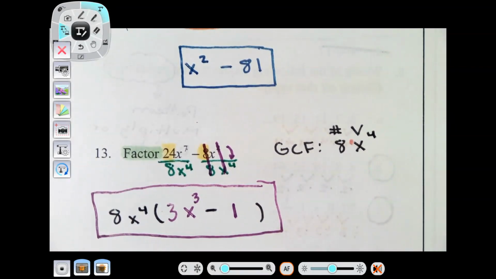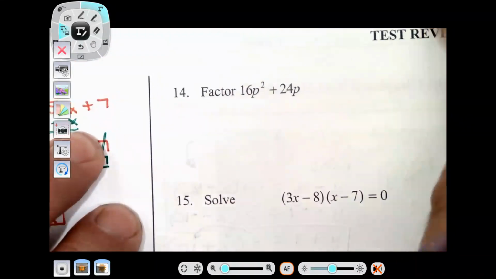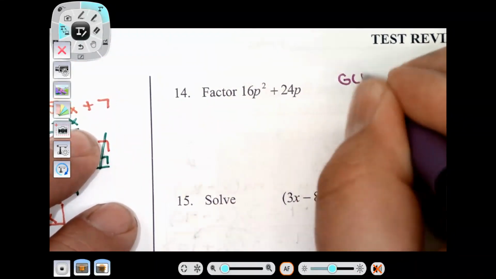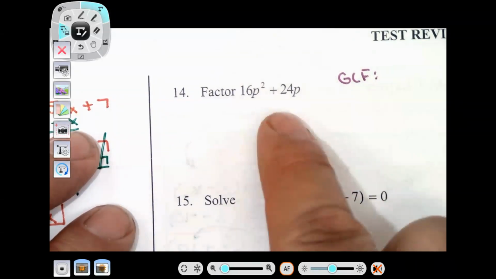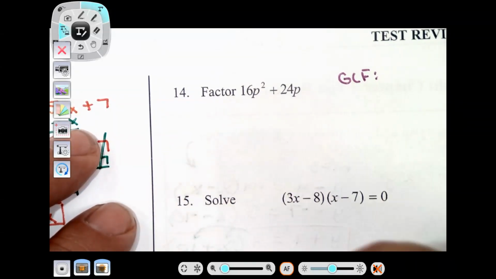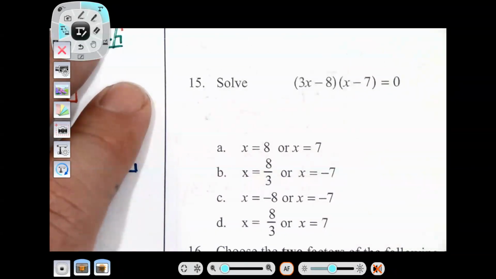Okay, now, when we look at number 14, it is the exact same type of question. You are going to do GCF, so you're going to do the same thing. So I'm not going to cover that one because we just finished doing one of those. I want to make sure we have enough time to cover all the new ones. So let's look at number 15.